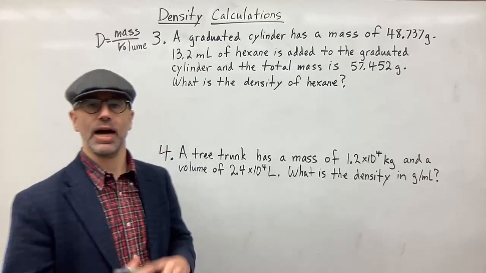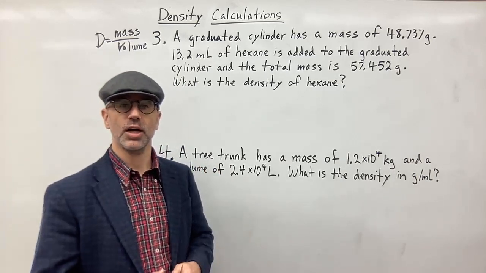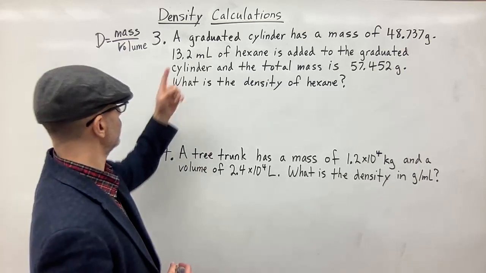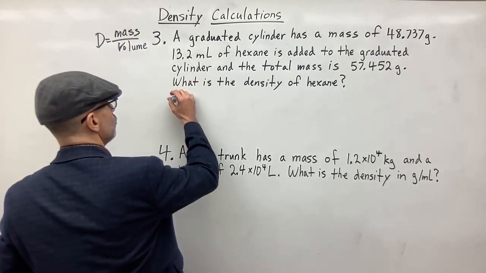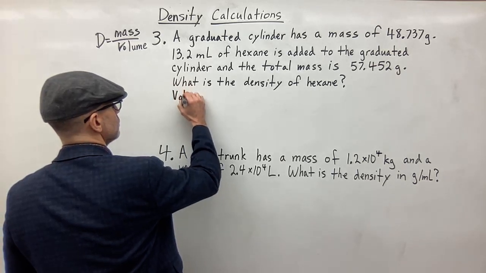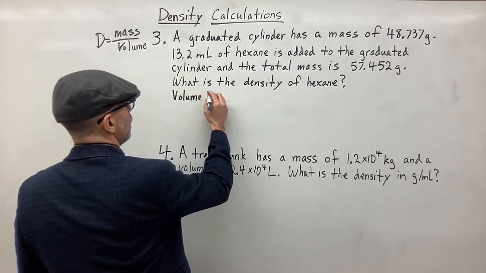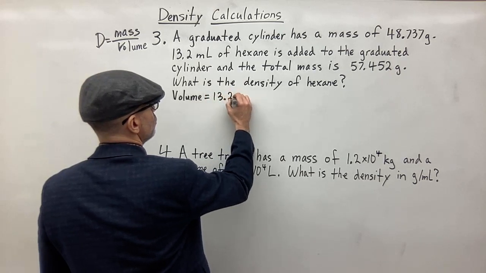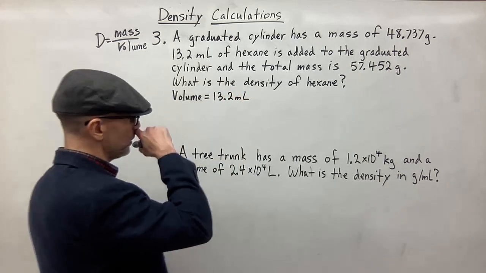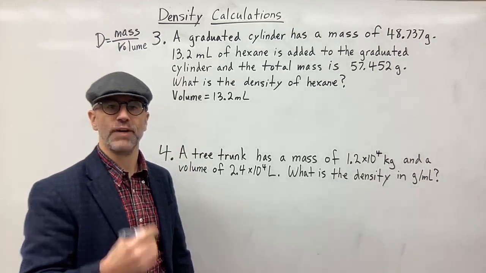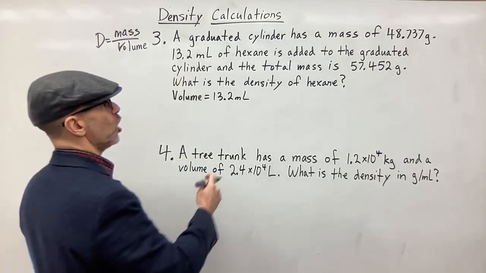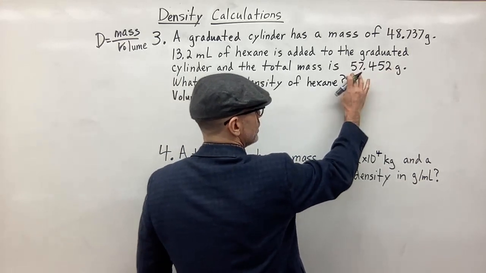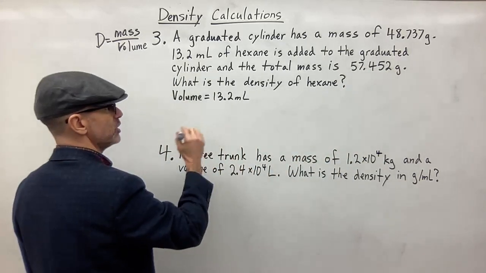So again, we need to calculate the gram amount of the hexane. We're given the volume. So the volume of the hexane is equal to 13.2 milliliters. So all we need to do is find the grams. We're given that the total mass of the hexane and the graduated cylinder is this amount here. So we're going to have to subtract.